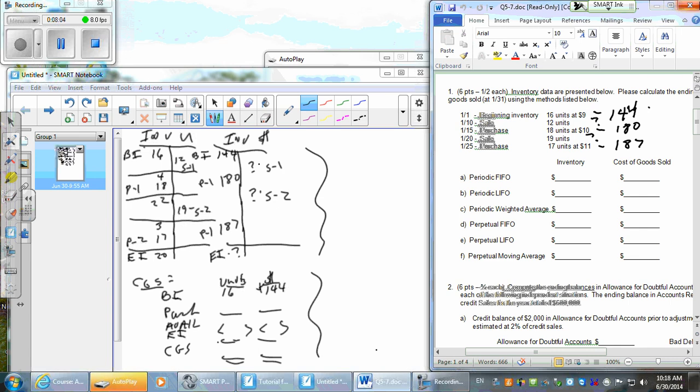How many units did I buy? Now be careful, there's 2 purchases. 18 plus 17, how many is that? 35. Tell you what, if you started with 16 and you bought 35, how many would you have available? Is that 51? I think so, don't you? I got 51 available that I can sell. I can either keep them or sell them.